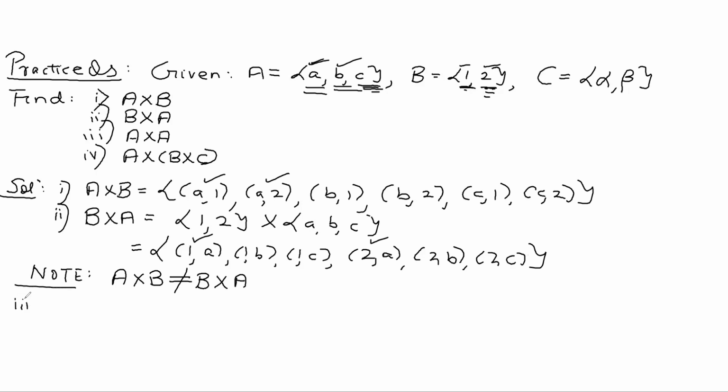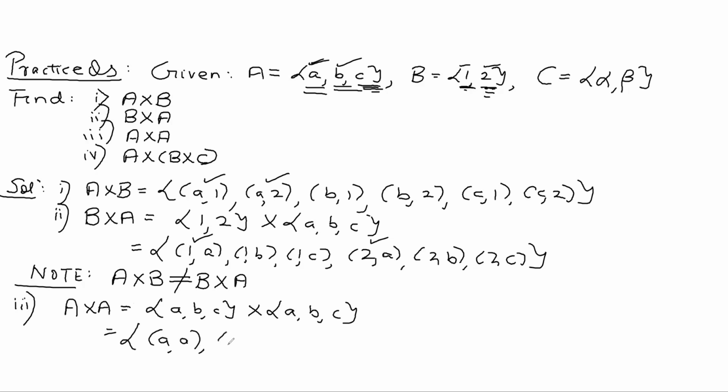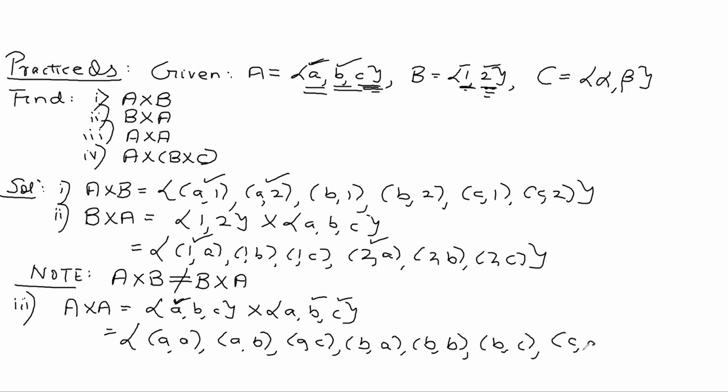Now guys, if I find A cross A, it is the Cartesian product of {a, b, c} with itself. This will be (a,a), (a,b), (a,c), then (b,a), (b,b), (b,c), (c,a), (c,b), and (c,c).